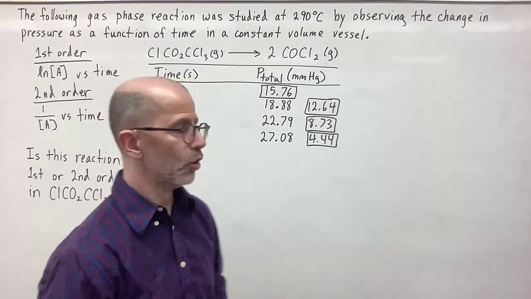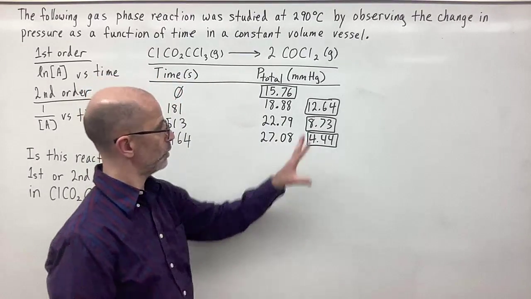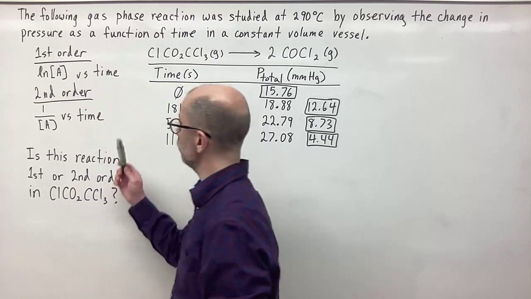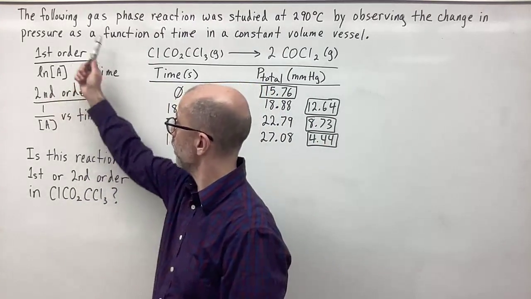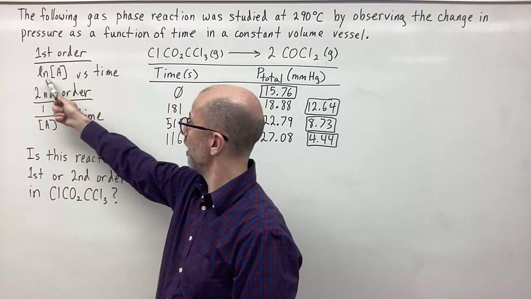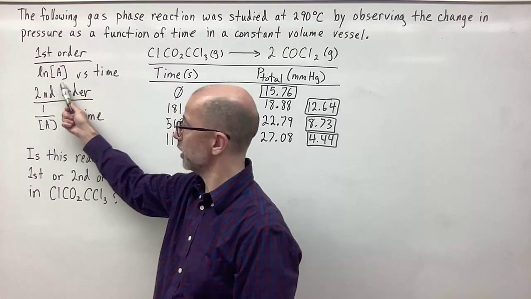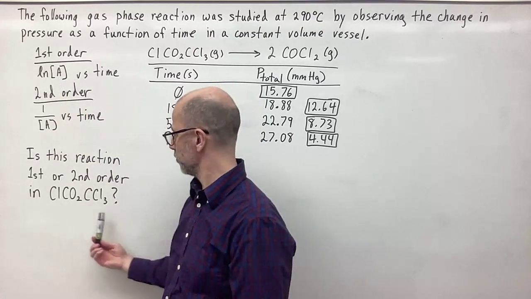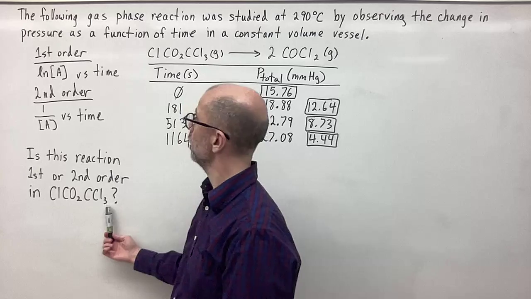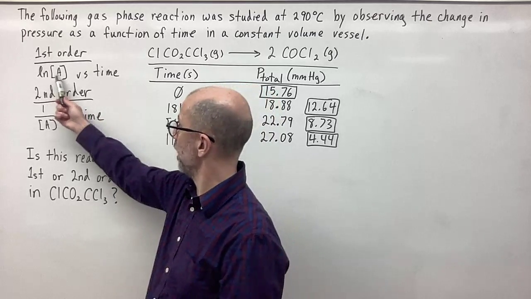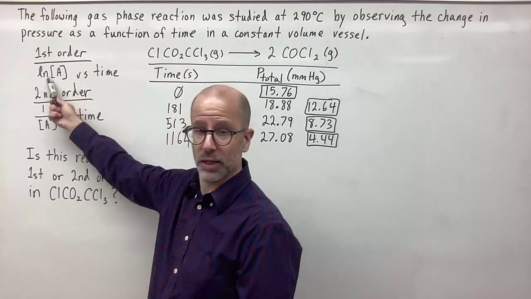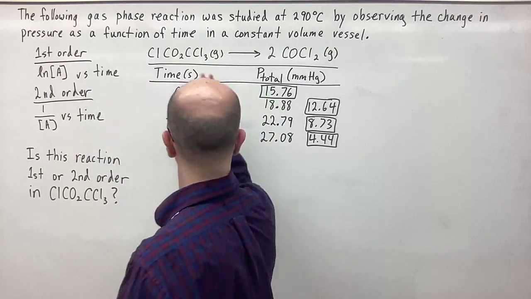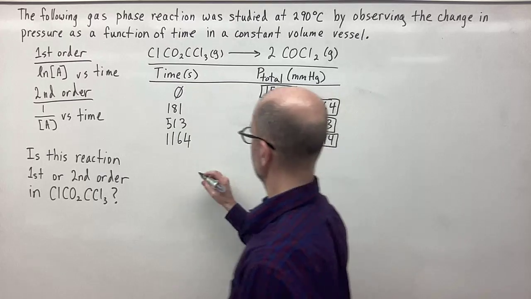Okay, so now I have my table a little bit more organized here. So here are the values I have. So let's do first order. I know that first order is going to be natural log of the concentration of A, or the pressure of A in this case, and A in this case is this substance here. So I'm going to have to plot the natural log of A versus time, but I need the natural log of A. So I'm going to take these values here and do the natural log.